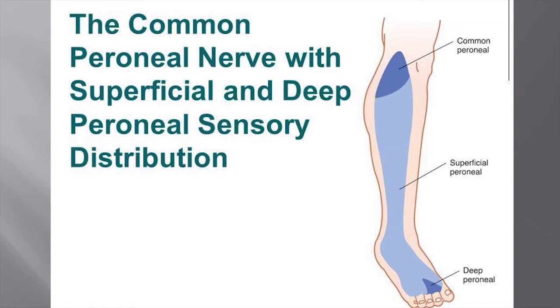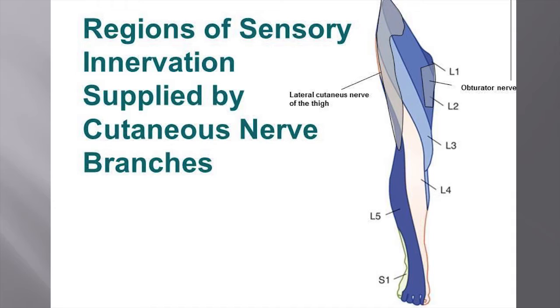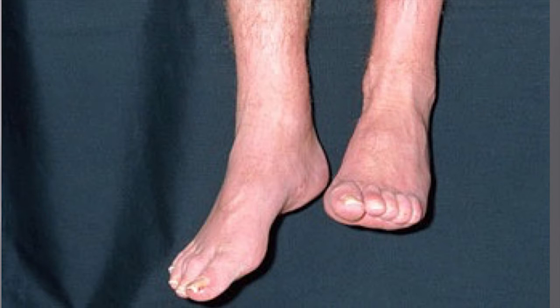The second question then was, can you suggest two physical signs that would help you distinguish between an L5 nerve root lesion and a common peroneal nerve lesion? Well, here is the problem. This slide shows the sensory distribution of the common peroneal nerve over the lateral aspect of the leg and onto the dorsum of the foot. Here is the distribution of the L5 nerve root, virtually the same as the common peroneal nerve. With regard to motor power, both conditions can present with a dropped foot.